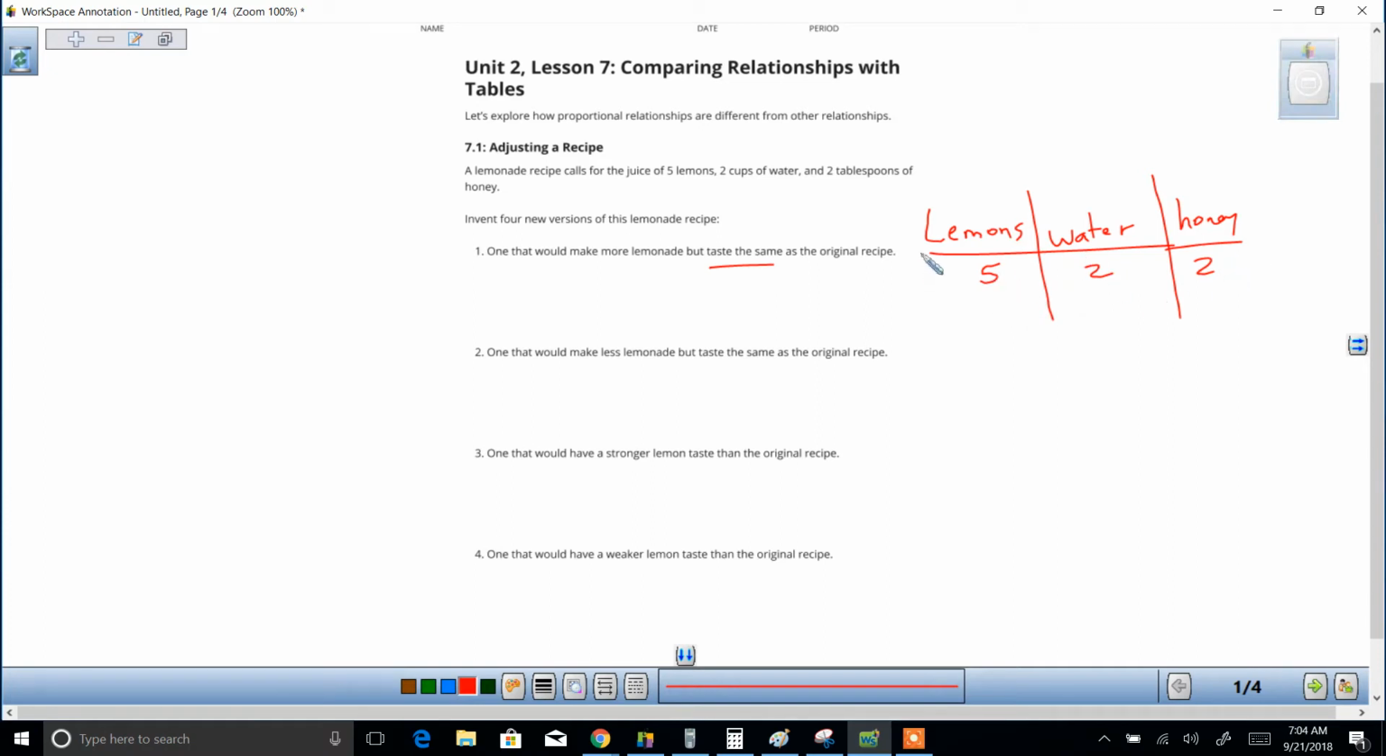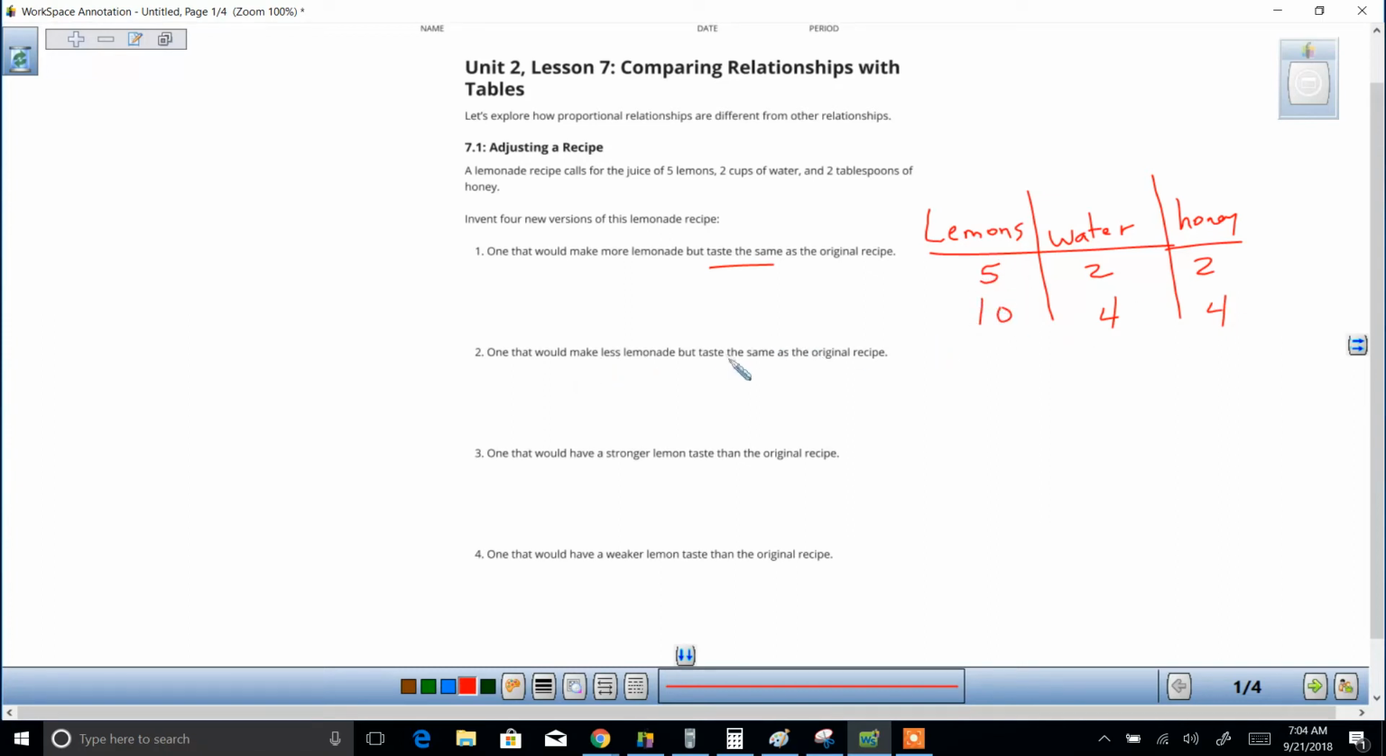An easy way to increase everything yet keep it the same, I like to do, is just double every number. Right? If I doubled every number, 10, 4, 4, then I'm still going to have that same taste. It's just going to create more lemonade, because now instead of using 2 cups of water, I'm going to use 4. Now obviously that's not the only way to do this, but probably the easiest way to make it bigger. That's the way that I would do it anyway. So I'd use 10, 4, 4.